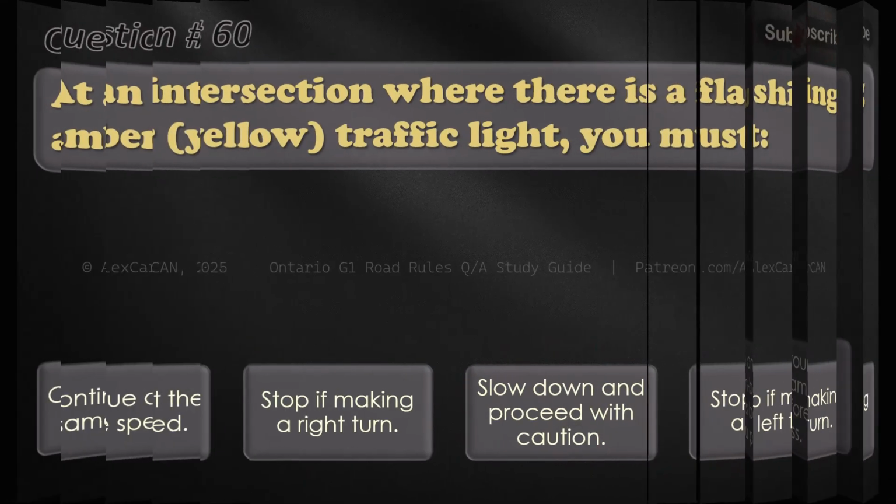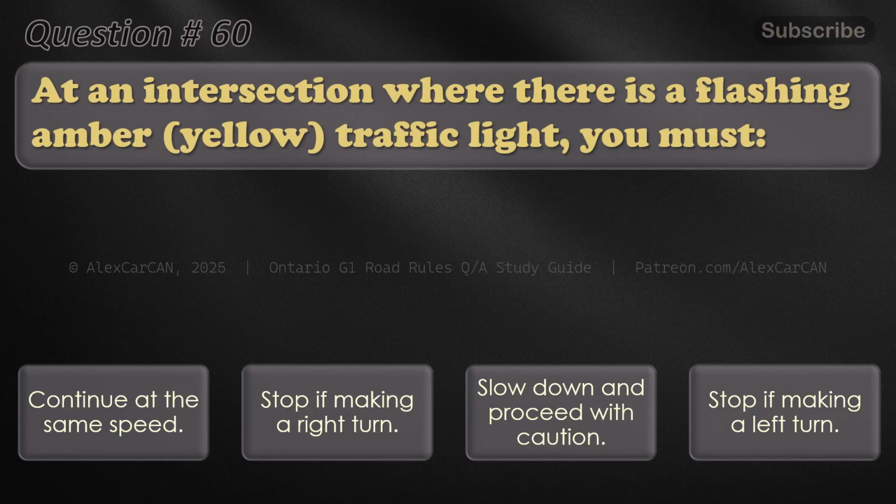Question number 60. At an intersection where there is a flashing amber, yellow, traffic light, you must continue at the same speed. Stop if making a right turn. Slow down and proceed with caution. Stop if making a left turn. The correct answer is slow down and proceed with caution.